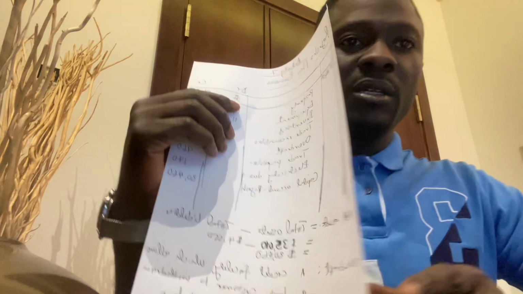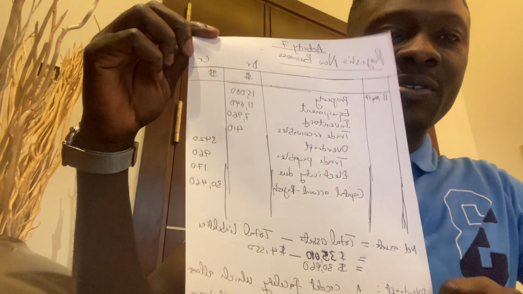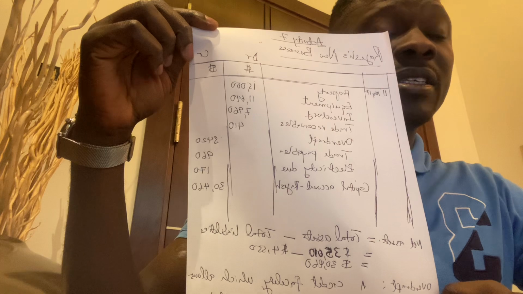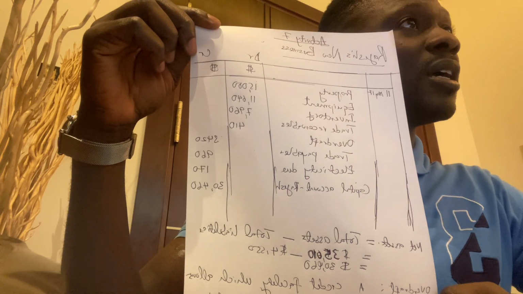So here we're going to have our journal. We're going to have the debit side and the credit side. The debit side is going to contain both assets and expenses, and the credit side will be liabilities and revenue, if there is any. So we have the debit side. We have property, which is 15,000, equipment, which is 11,640. We have inventory, which is stock, 7,960. Then we have our trade receivable, our credit customer. Those are the debit entries.